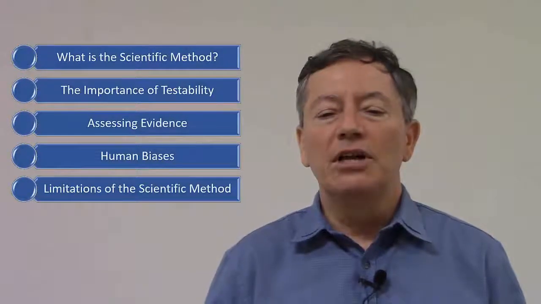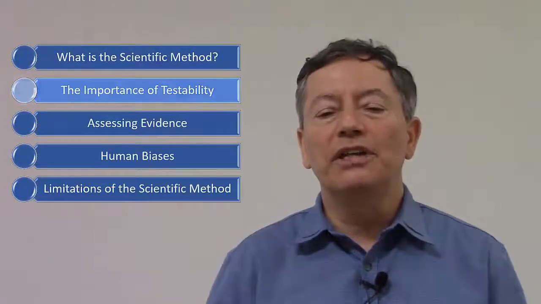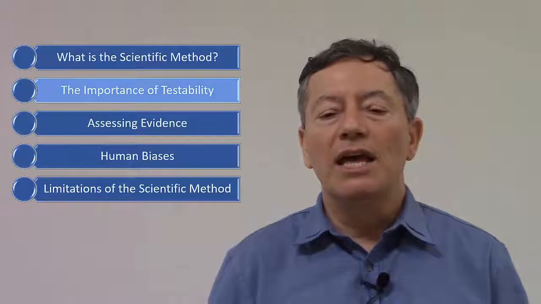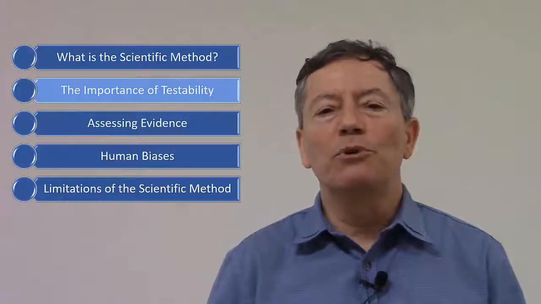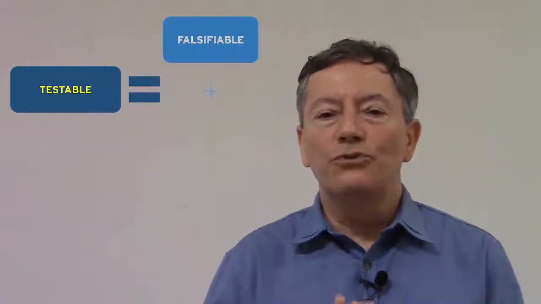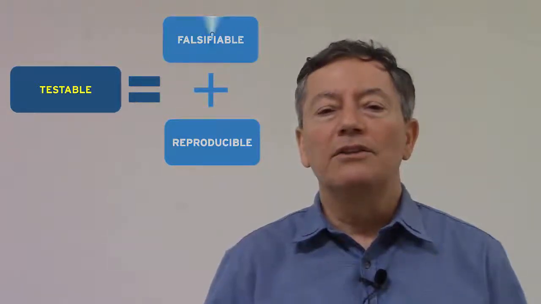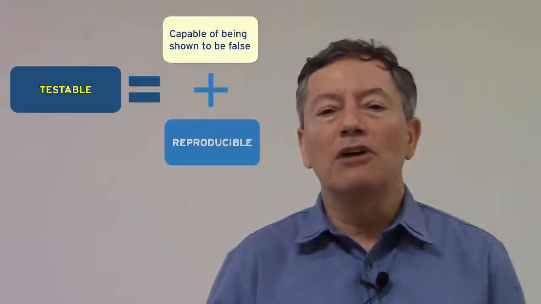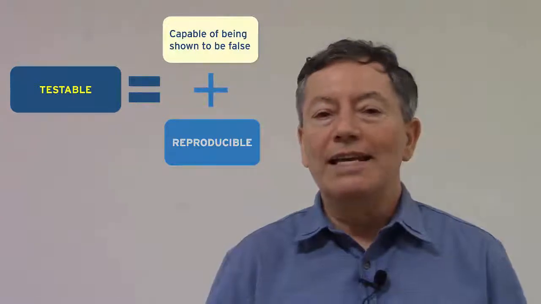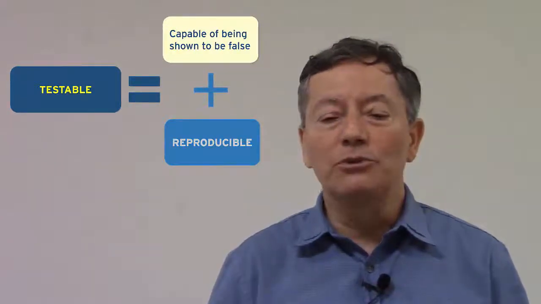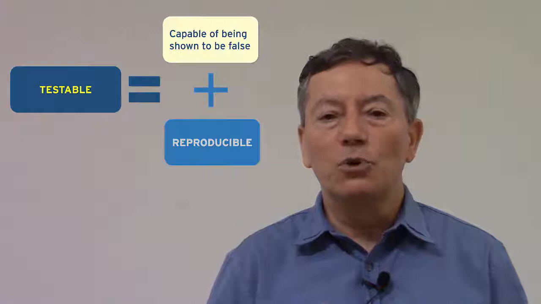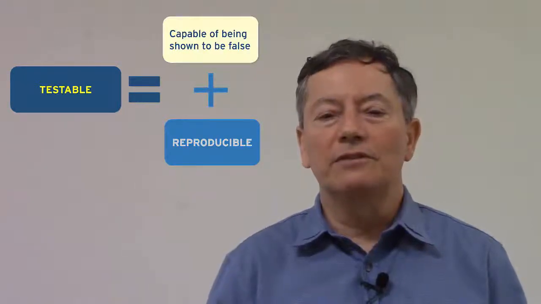As you have seen, for a hypothesis to be functional in the context of the scientific method, it has to be testable to determine whether it might be true. There are two important aspects of testability. First, a hypothesis must be falsifiable. This means it must be capable of being shown to be false. In science, there is no absolute proof for a hypothesis. There is only a preponderance of evidence.